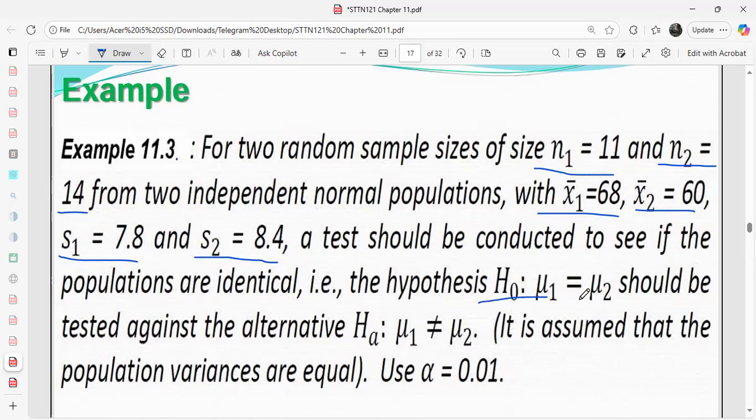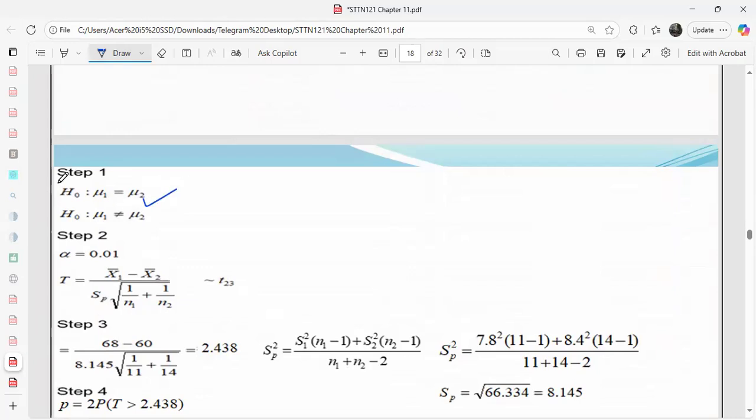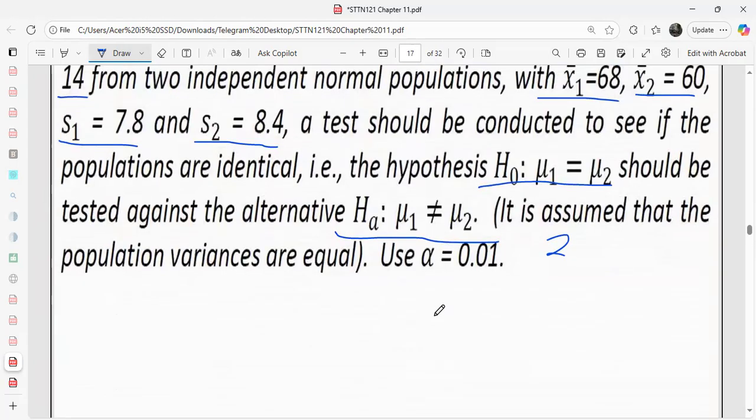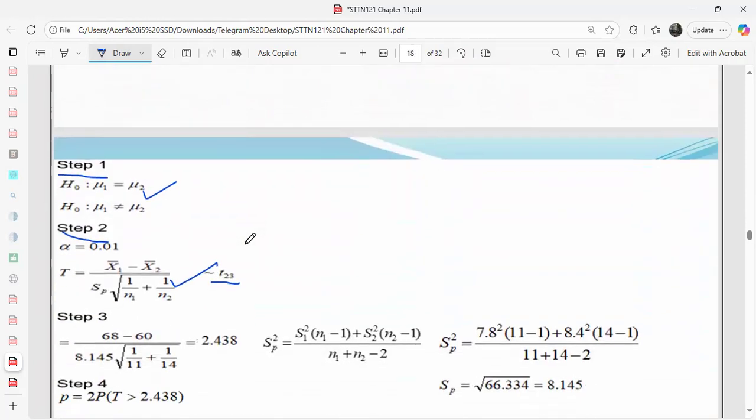Okay, already we are given the hypothesis here, and also this is two-sided. So when it's two-sided, you're going to choose 2 multiplied by the probability and so on. But this is T, remember. Use alpha, the level of significance, is 0.01. So it means that for step 1, you saw it was clear. Step 2, you specify the level of significance, and you also write the formula of the test statistic. This is the one. You see the reason why they got 23 as the degrees of freedom is because remember n1, 11 plus 14 minus 2, you'll get 23.